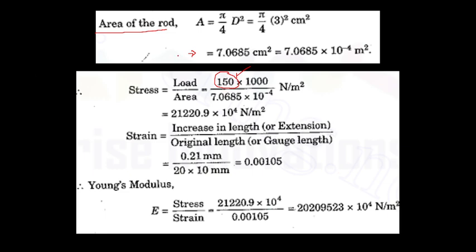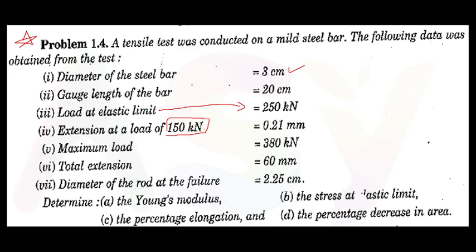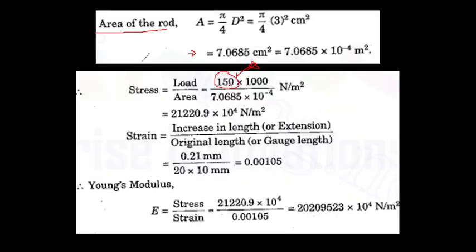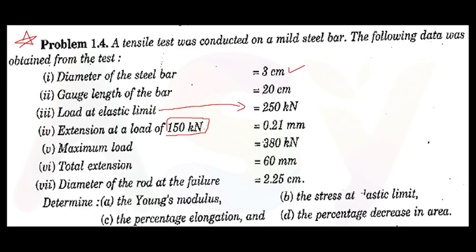Very important point. So stress is load upon area. Area we have calculated. Load value is 150. Why 150? Because it is within elastic limit. Okay, so the value will come out. Strain is increase in length upon original length. Increase in length we have calculated with respect to this load. Understand this carefully: this Young's modulus you are calculating is for 150 kilonewton.